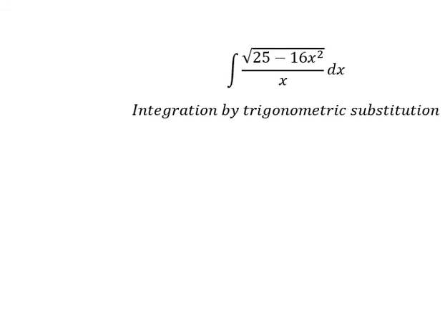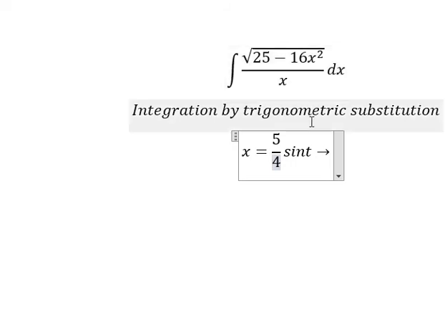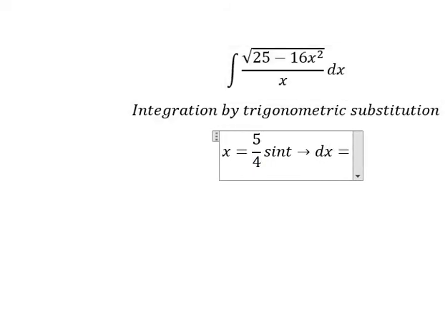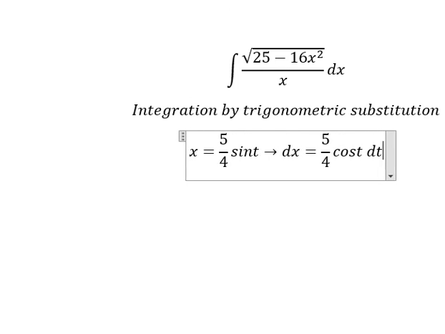So I need to put s equals 5 over 4 sine t. Because if I put this one going here, we have 25 over 16 sine t squared. Number 16, we simplify. 25, we can do factorization. 1 minus sine t squared, we change to cosine t squared, and later we simplify the square root. ds, we have 5 over 4 cosine t dt.